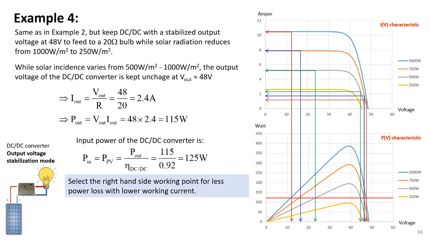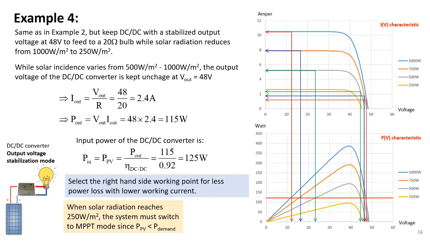The redundant electricity produced by the PV should be stored in battery to avoid wasting and also to prepare for the moments that solar irradiance is too low or unavailable, for instance, at night time. When solar irradiance is reduced to 250 watt per meter square, the maximum electrical power produced by PV, which is Pin max or PV max, is smaller than the required power, 125 watts.